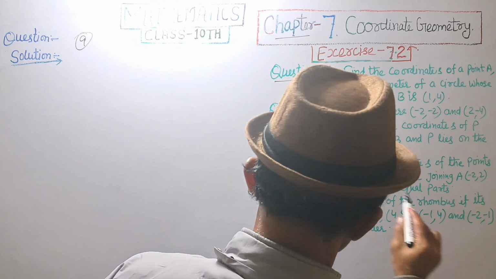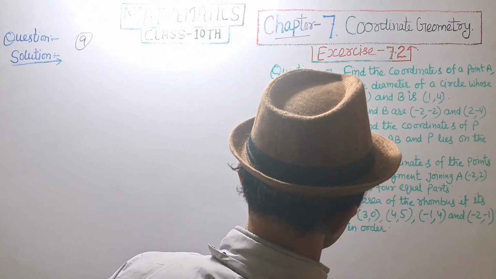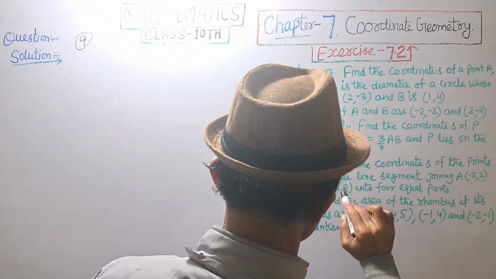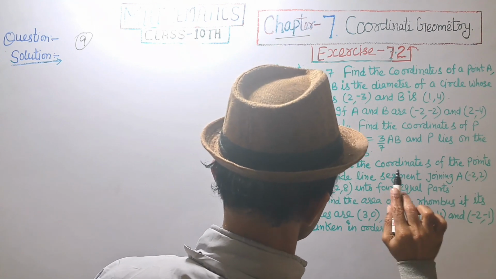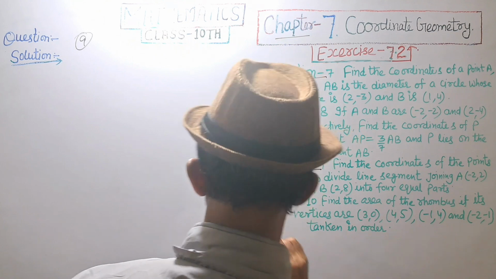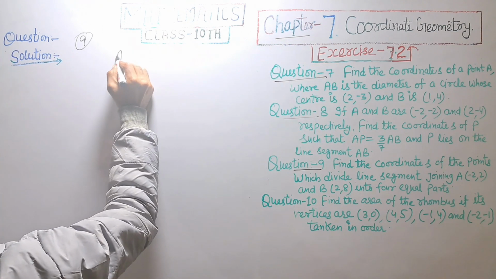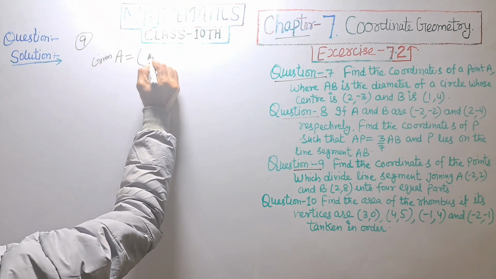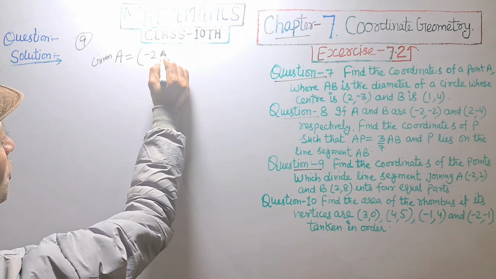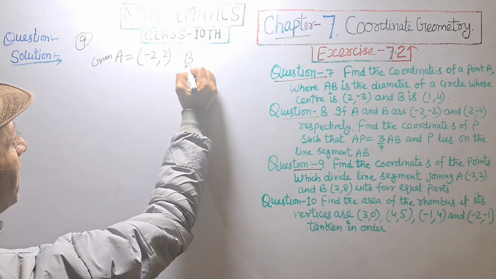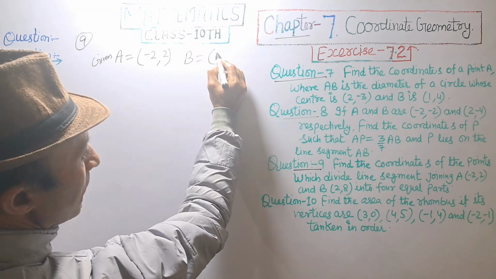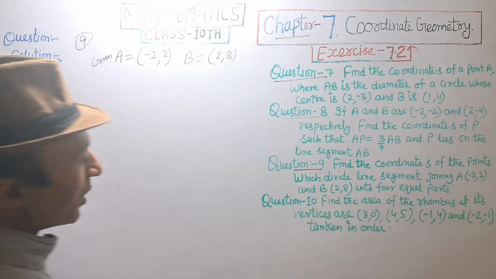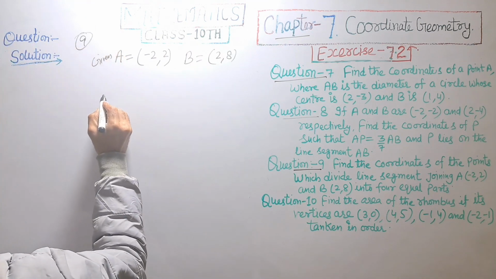Question number 9 given. Find the coordinates of the points which divide the line segment joining A (-2, 2) and B (2, 8) into 4 equal parts. Given A is equal to (-2, 2) and B is equal to (2, 8), 4 equal parts.